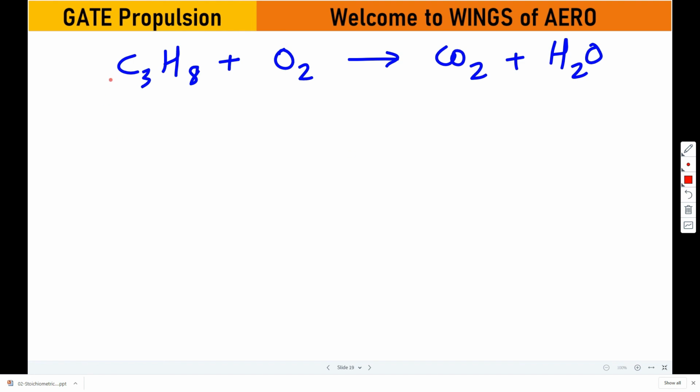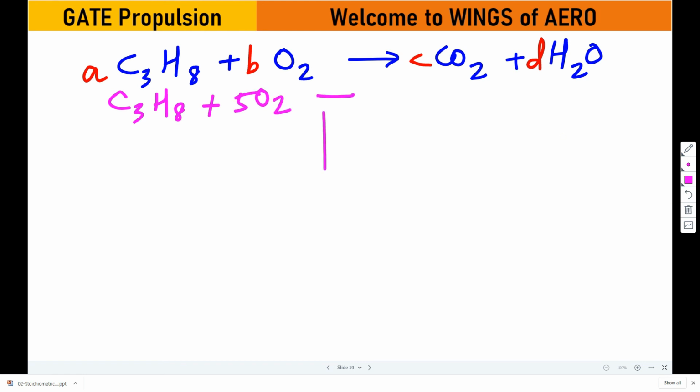Now sometimes there are two ways to ask questions in this kind of problem. One is they will give you A, B, C and D, and ask what A, B, C, D are. How can you find A, B, C, D? You can find them by balancing the equation. If you balance the equation, you will get C3H8 plus 5O2 gives 3CO2 plus 4H2O. Is it balanced?